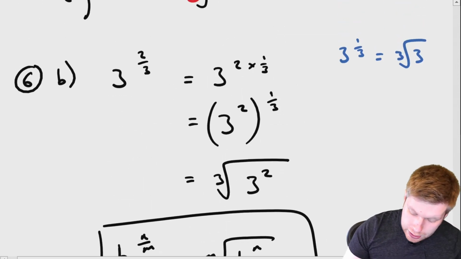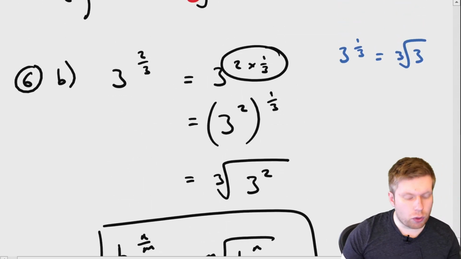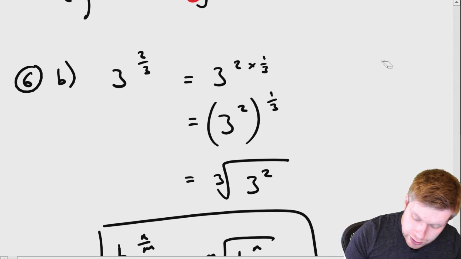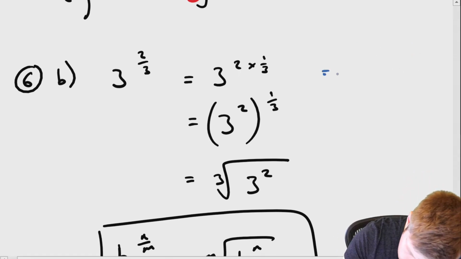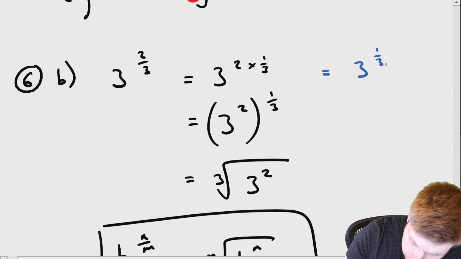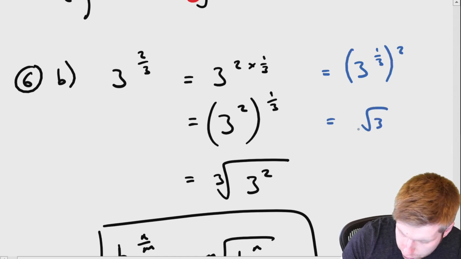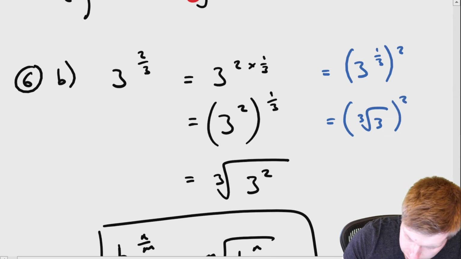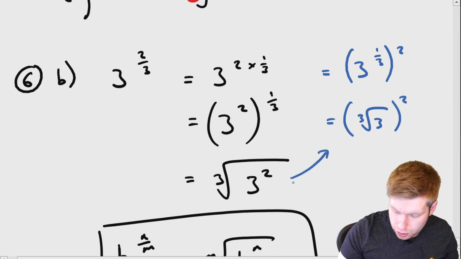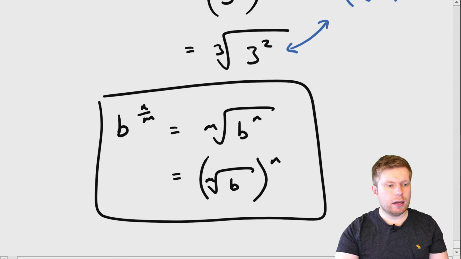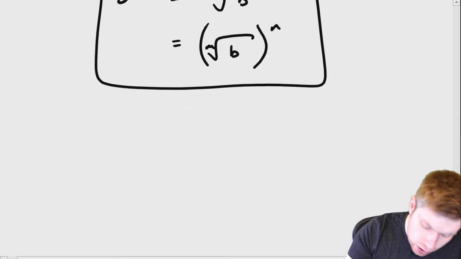Because you notice that I could have equally written this the other way round, as 3 to the power of a third, all raised to the power of 2. So 3 to the power of a third I know is the cube root of 3, and then I raise all of that to the power of 2. So it doesn't matter what order I do it in. Let's see it with an example.